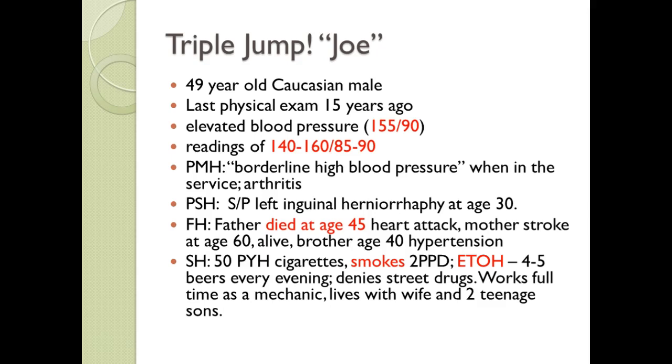He has a history in the past of being told he had borderline high blood pressure when he was in the service. He also has some osteoarthritis. He had a herniorrhaphy at age 30. His family history is positive for cardiovascular disease pretty strongly. He also is a smoker of 50-pack year history. Smokes 2 packs per day now. He drinks 4 to 5 beers every evening and denies street drugs. He works full-time as a mechanic, lives with his wife and 2 teenage sons.